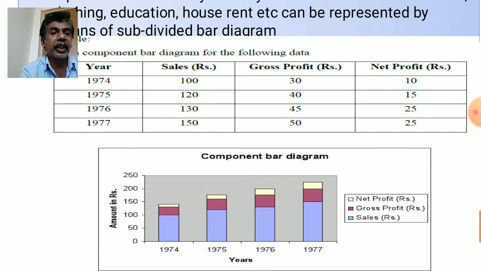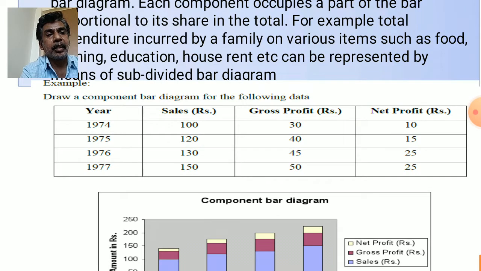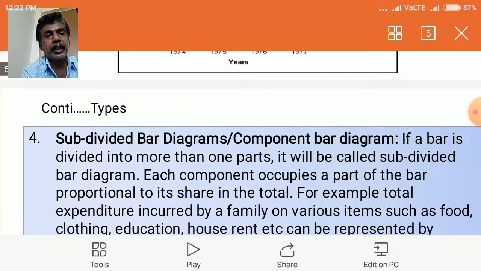So when a bar is divided into many parts on the base of the components of the data given, such a type of diagram is called a subdivided component bar diagram, or the component bar diagram.